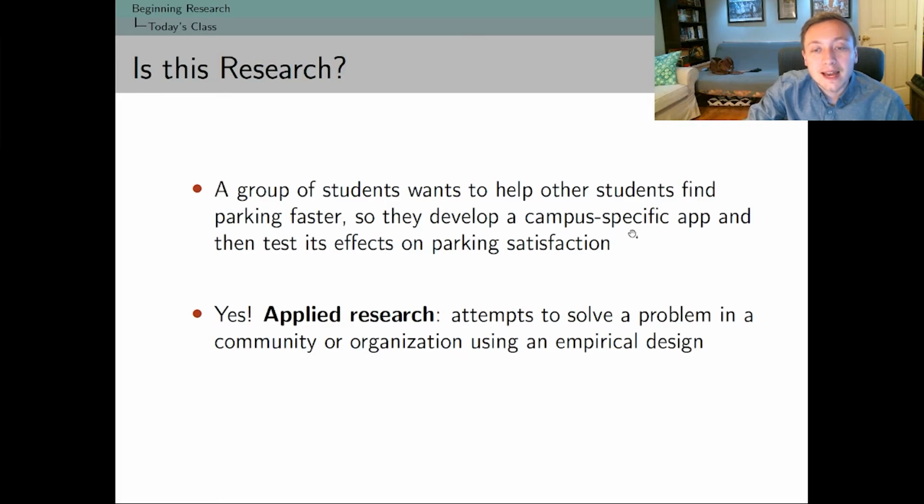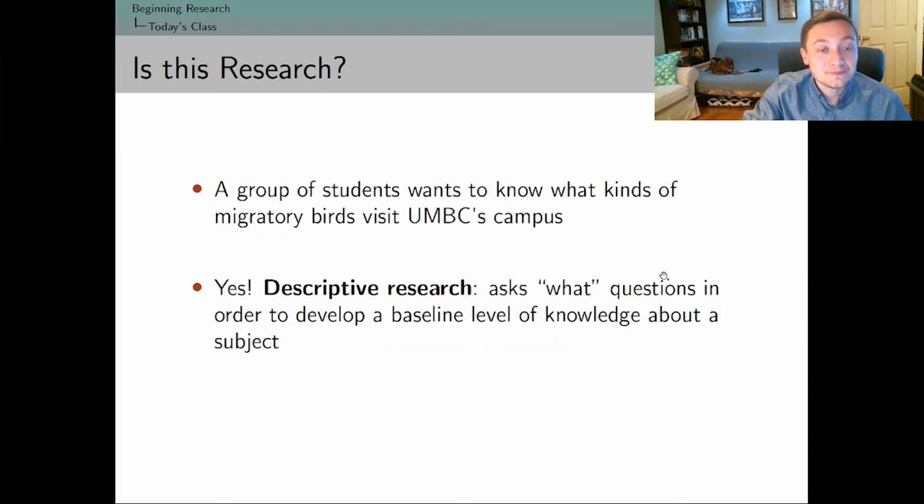Yeah. If we had the app, if we made the app, we could test its effects on parking satisfaction by conducting a survey perhaps before we roll out the app, then conducting a survey of people who have the app and see if the same survey, see if it increases people's positivity towards their parking experience. That would be a very useful research design for this, and it would help us solve our applied research question.